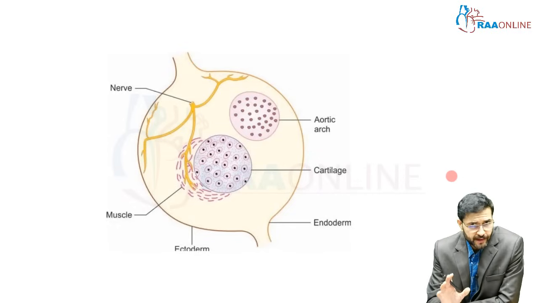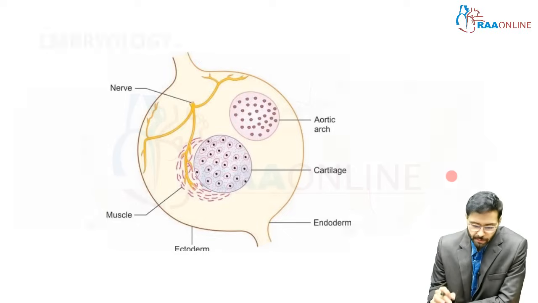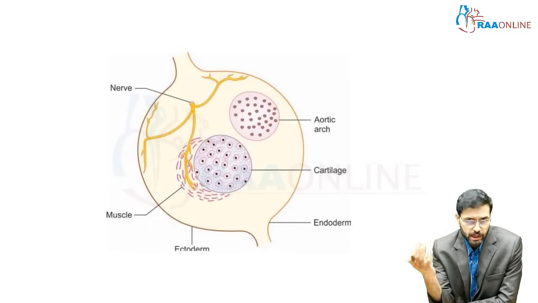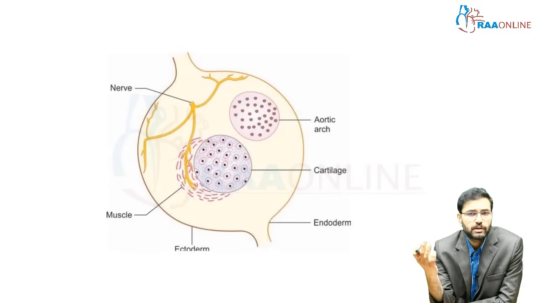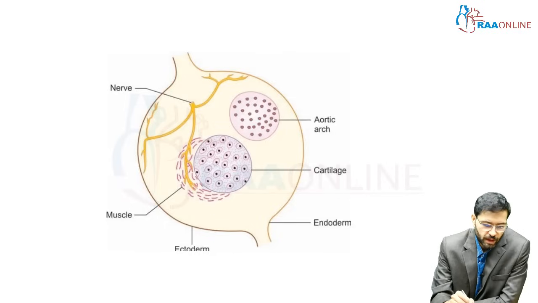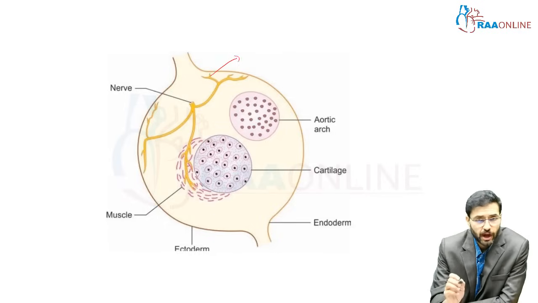Now, each arch, like I told you, is a bar-like structure. This is how it looks in a coronal section. If I take each arch and have a look at it, each arch will have its own nerve, will have a vascular branch from the aorta or an aortic arch, will have a cartilaginous component, and will have a skeletal muscle component to it. The nerve component is different for each arch, and the aortic arch component is also different.